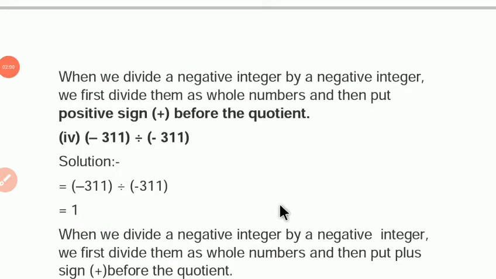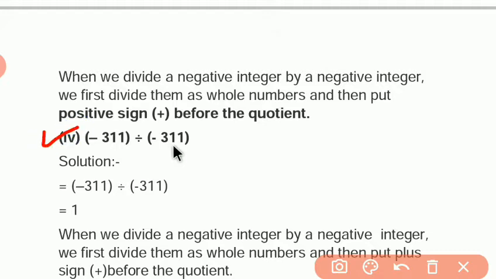So first we have to divide the integers. After that we have to solve their signs. Fourth one, same, minus 311 divided by minus 311. Both are equal. It means if we divide, we'll get the answer 1. And both are negative integers. So minus is cancelled by second minus. So answer will be in positive. So we can say that minus is cancelled by minus. So answer will be plus 1.